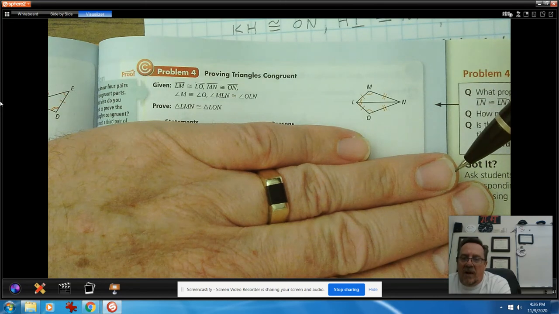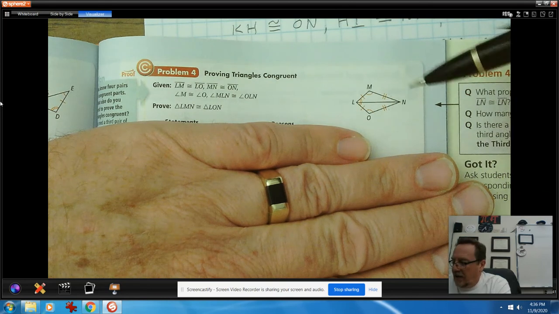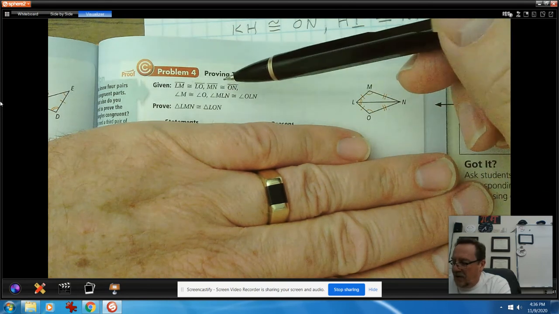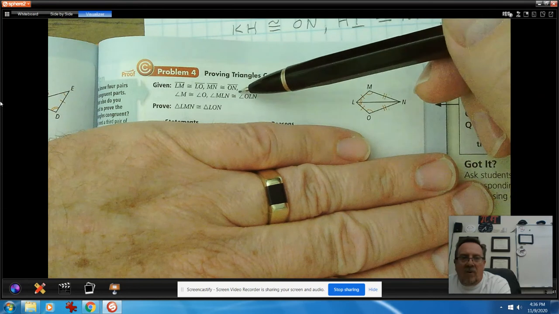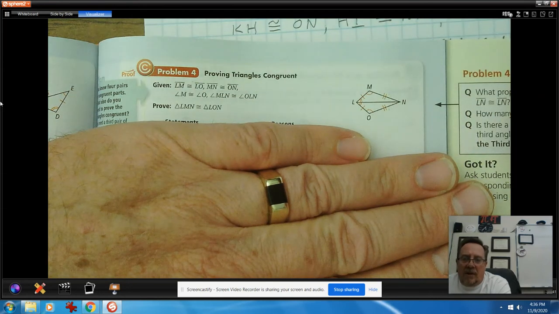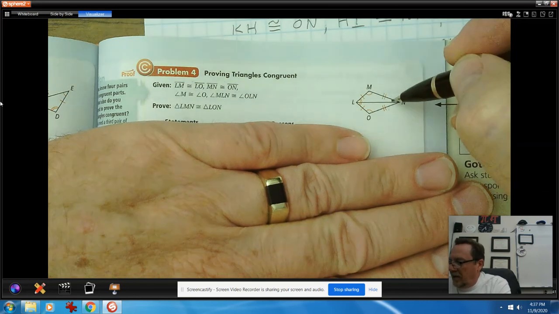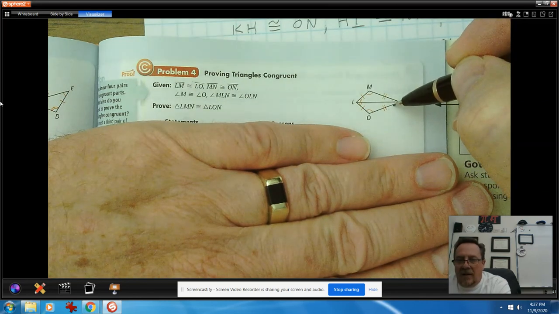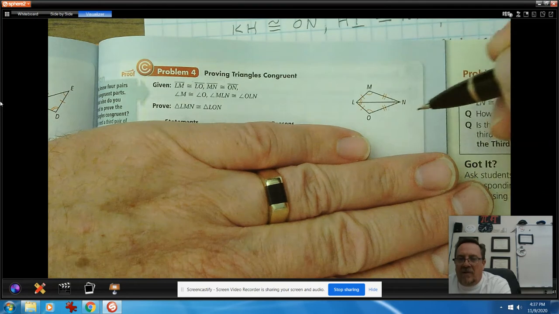Where do you suppose we're going to go? Well, the two things that we don't know, because remember, we have to have 6. And if I count these, there's 1, 2, 3, and 4. 2 of them are missing. If I've got to prove all 6, right? All 6 pieces of one triangle congruent to all 6 pieces of the other triangle, I'm missing 2. And the 2 that we're missing are that this angle over here at N and this angle at N must be the same size as well.